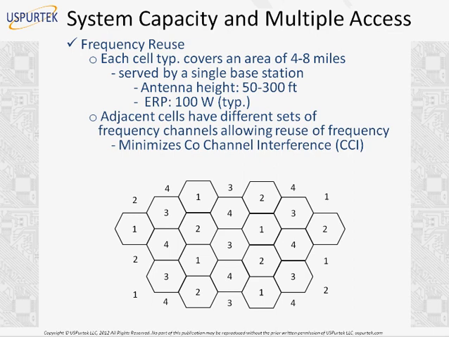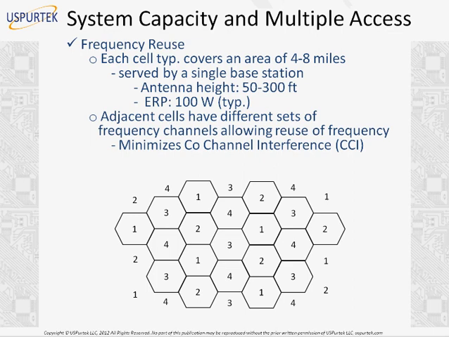Okay, so frequency reuse. Here we keep the cell size relatively small. It could cover an area of 4 to 8 miles. It will be served by a single base station. Typically, the height will be 50 to 300 feet with an ERP of 100 watts, which is very typical. It could be a little more or less than that number. Now, in this case, the adjacent cells have different sets of frequency channels, which allows reuse of frequency.